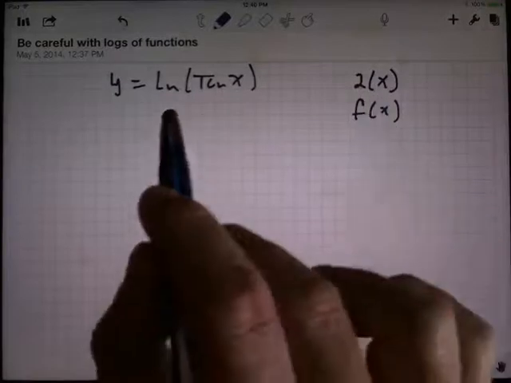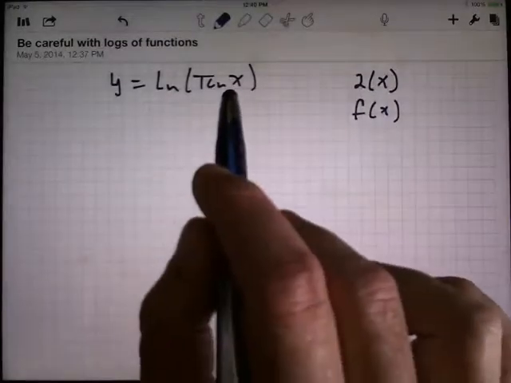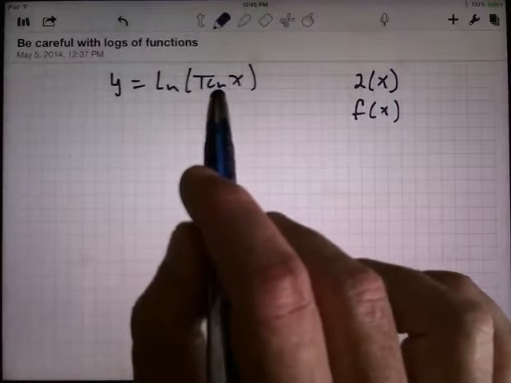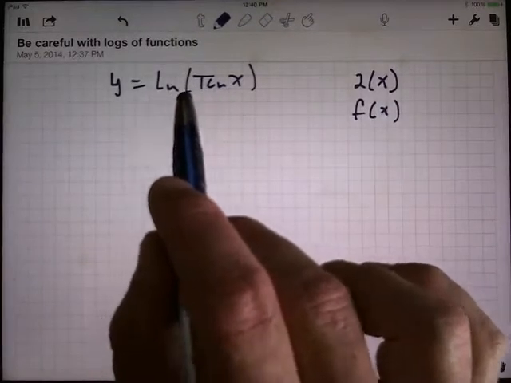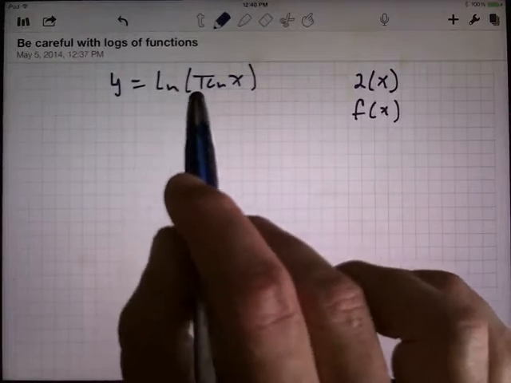Okay, so right here you have x being plugged into the tangent function, and the result of the tangent function is being plugged into the log function. This is not multiplication. Right?